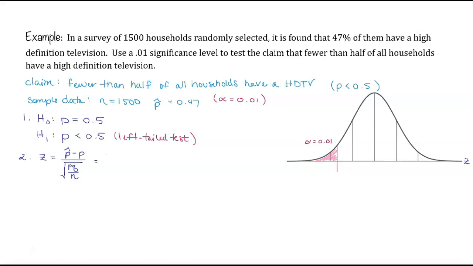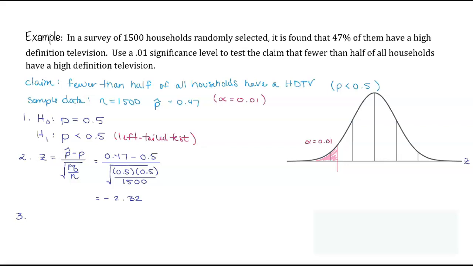In this example, p hat is 0.47, and for the population proportion, we use the value found in the null and alternative hypotheses, 0.5. Remember, we're assuming that the null hypothesis is true until proven otherwise. And since p is equal to 0.5, q is also equal to 0.5, 1 minus p. And n, the sample size, is 1,500. Putting this into our calculators and rounding to 2 decimal places, we find a test statistic of z equal to negative 2.32.